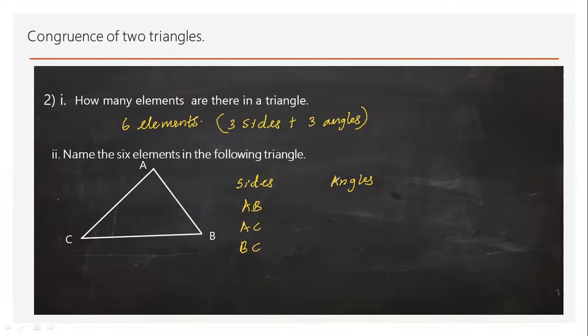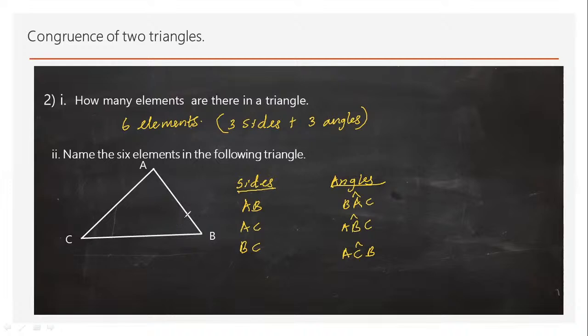Then we will write in proper way, no? We can write even like this: angle A, angle B, angle C. Right? Then we can write BAC angle. Then ABC, and the C angle, ACB. And these triangles have three sides. Name 6 elements in the following triangles.